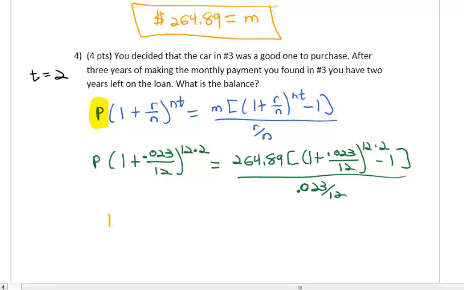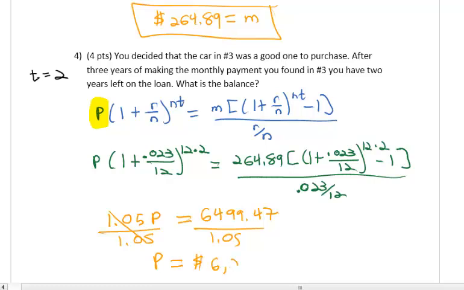Putting the left side on the calculator, you get about 1.05 times the present value. Now, when you do this on your calculator, you're going to have to use a little bit more accuracy than that, or you're going to be off. But for the sake of our discussion, I'll just do 2 decimals. Putting the right side in the calculator, you get 6499.47. So if we divide both sides by 1.05, we find the present value of the loan after 3 years is $6,207.55.